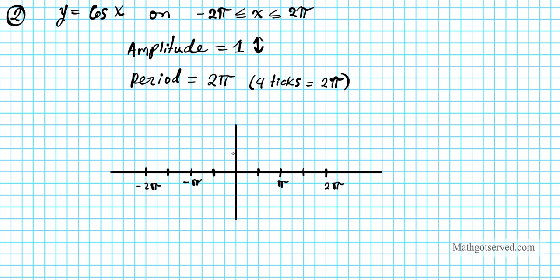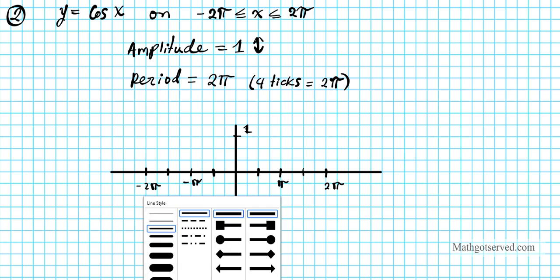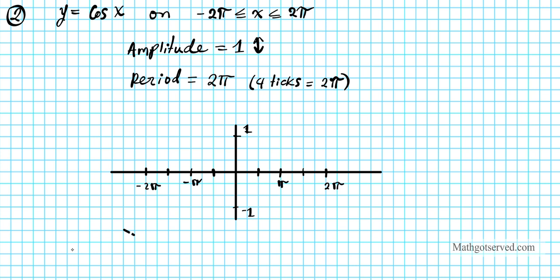All right, and then the max is going to be at 1, since the amplitude is 1, and the min is going to be at negative 1. Okay? All right, so let's go ahead and graph that. So this is our maximum, and this right here is our minimum.